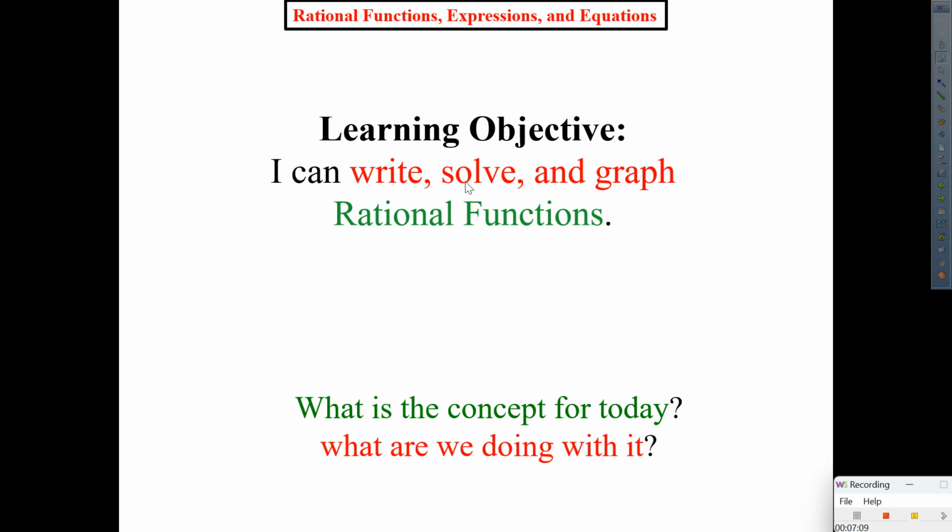Our objective for today: I can write, solve, and graph rational functions. So far, we got the writing and the graphing done. We're very close to continuing solving rational functions, which we started last semester with rational equations. However, remind your neighbor the definition of rational functions. Turn to your neighbor, let them know what that is without your notes. Rational functions are.